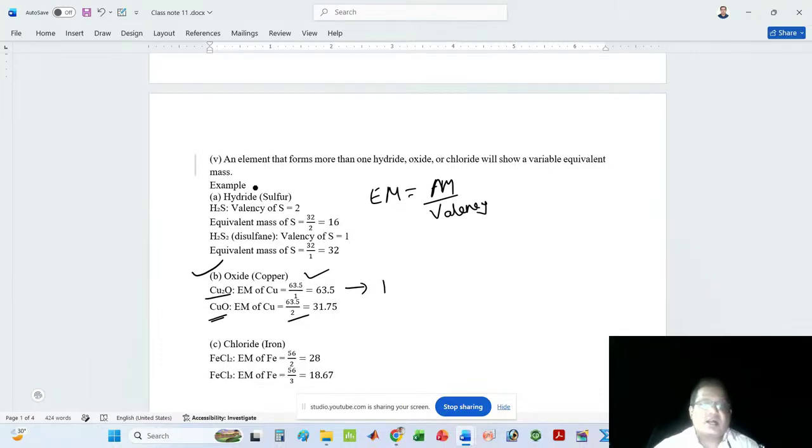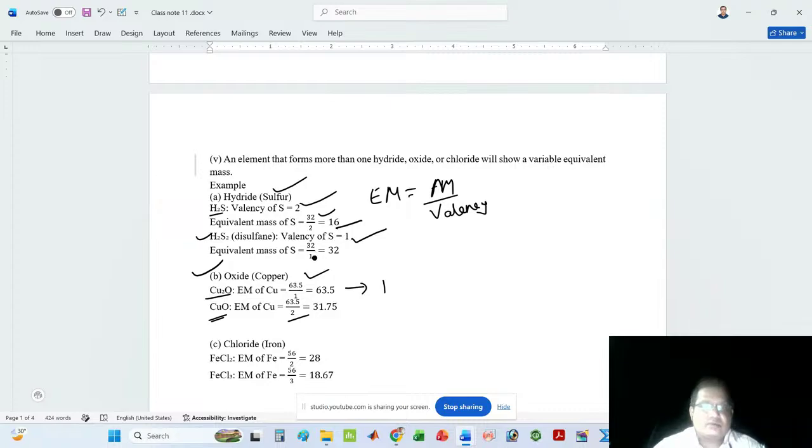Similarly, you can think about the hydride. In case of H2S, the valence of sulfur is 2, and the equivalent mass of sulfur is what? 32 by 2, that is 16. But if you think about H2S2, the valency of sulfur is 1, and the equivalent mass of sulfur is how much?